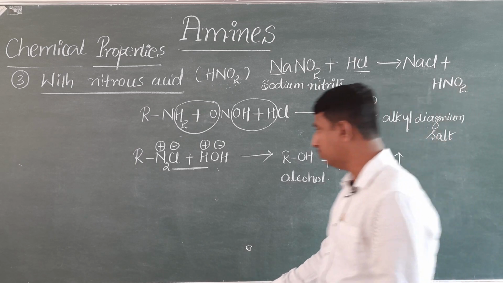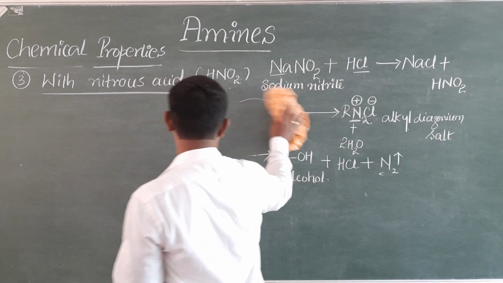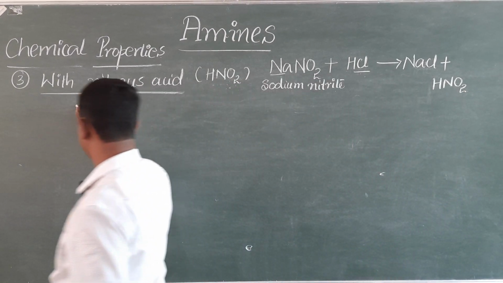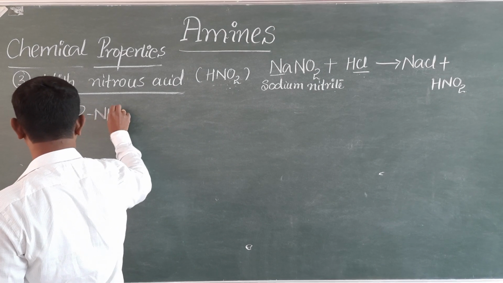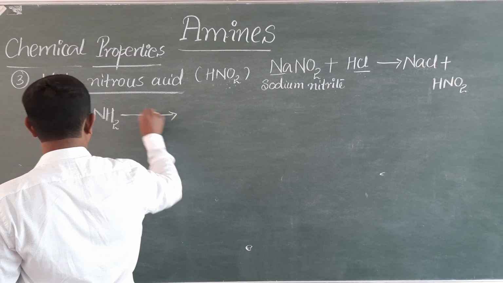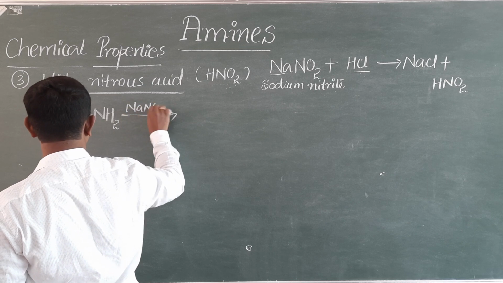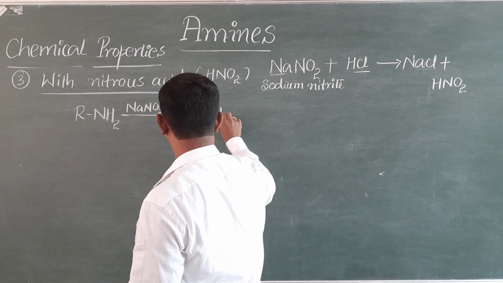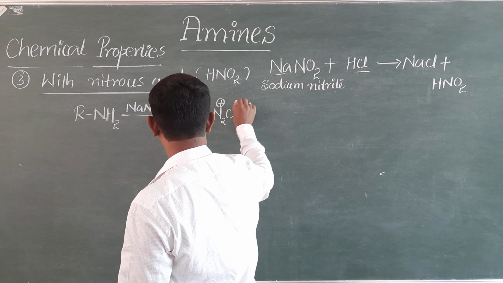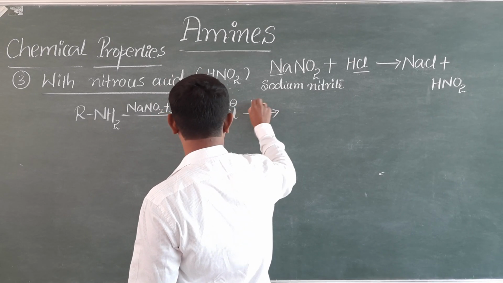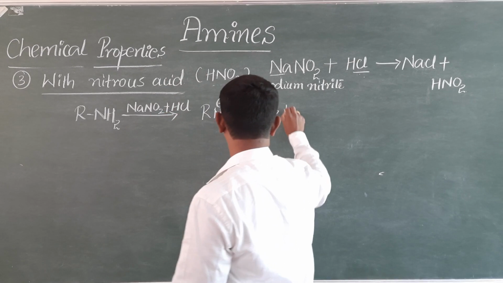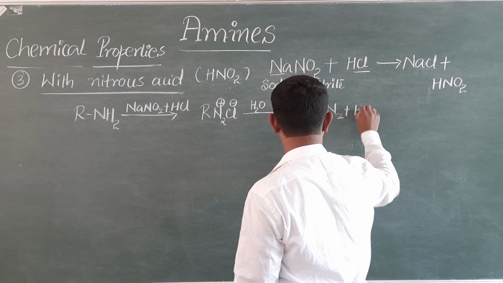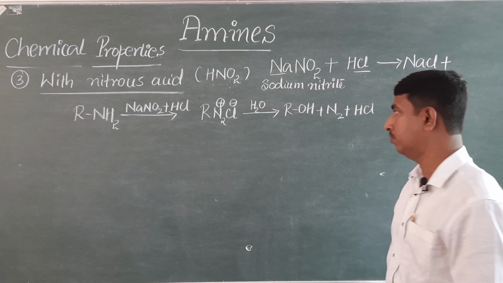No need to write all these things for the exam. This much is sufficient. It is RNH2, NaNO2 plus HCl. Product is RN2Cl, that is R N2 plus Cl minus, which will undergo hydrolysis, giving alcohol, nitrogen gas plus HCl. This is alcohol.